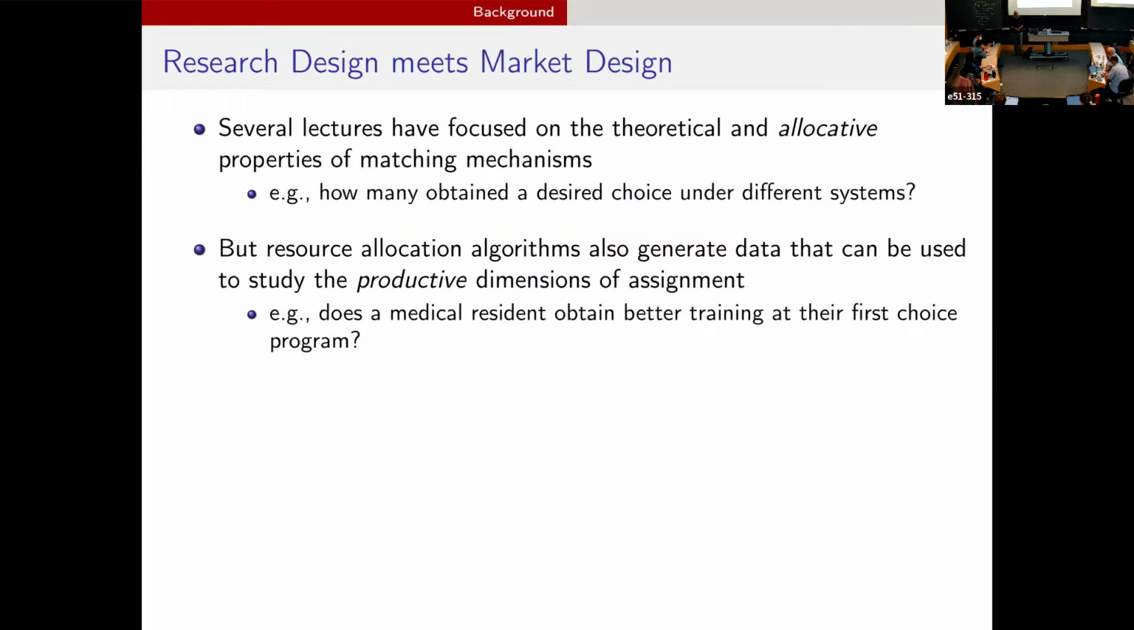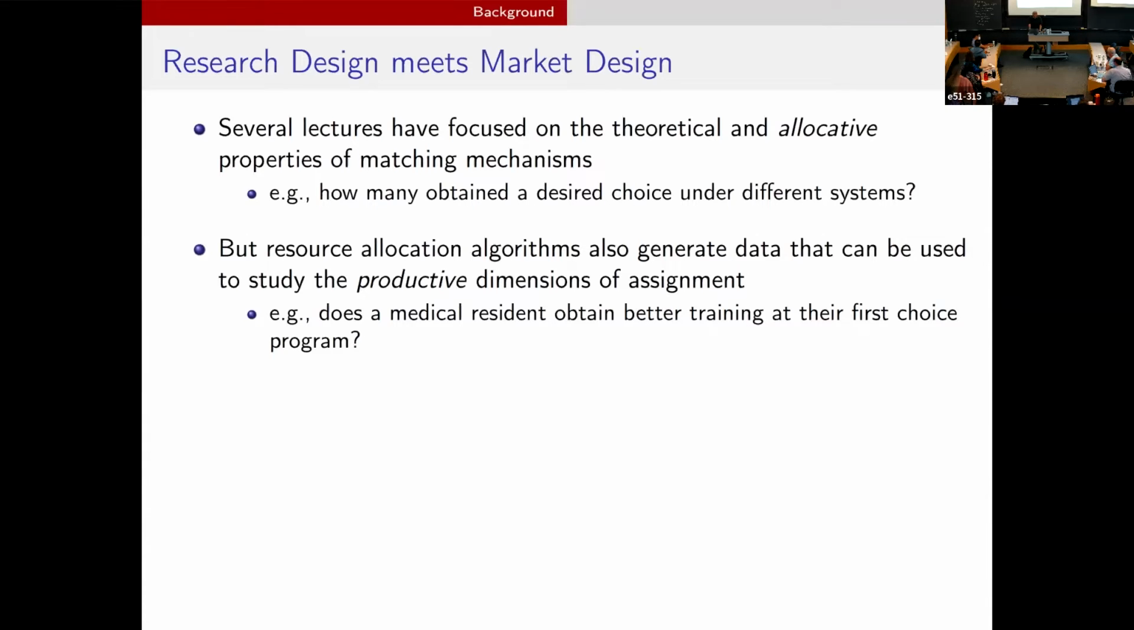So up to now, in the last couple of days of the summer school, on the market design side, you've seen lectures focused on analyzing the theoretical properties of certain allocation mechanisms, and also what I'm going to call the allocative properties of certain matching mechanisms. So what do I mean by an allocative property? One way people judge the performance of a mechanism is by asking how many people got one of the choices that they wanted. How many medical doctors got their top choice, how many students got to go to their most preferred school, how many folks looking for public housing got one of their top 3 choices. And when we think about counterfactual questions, we often judge those based on these allocative dimensions.